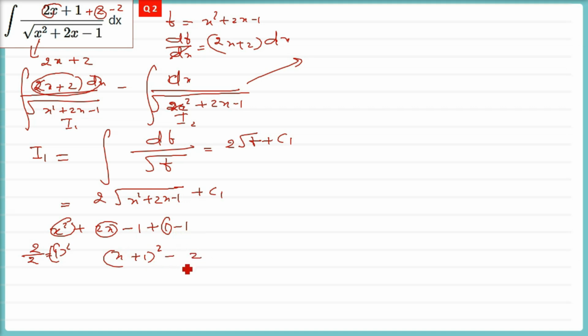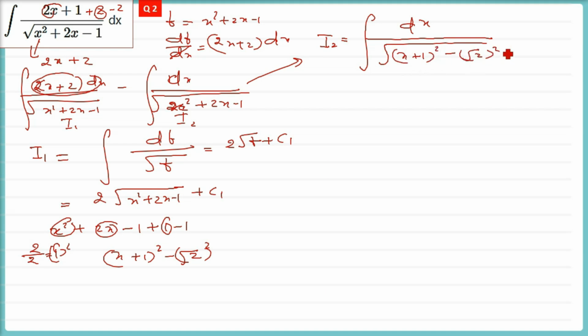You have to make it a perfect square, so just take root 2 whole square. Now this I2 has to be written like this. It will be the integration of dx divided by the square root of (x plus 1) whole square minus root 2 whole square. Now this integration also has a direct result.